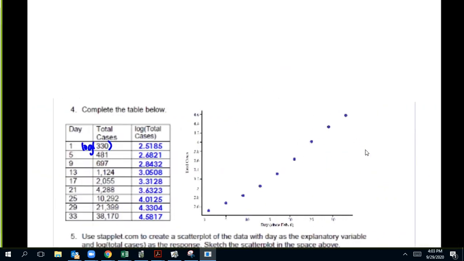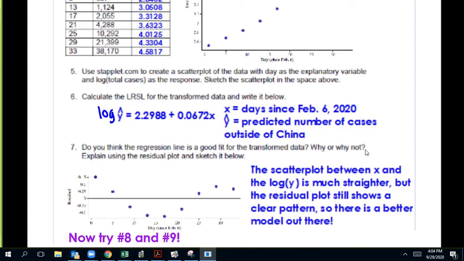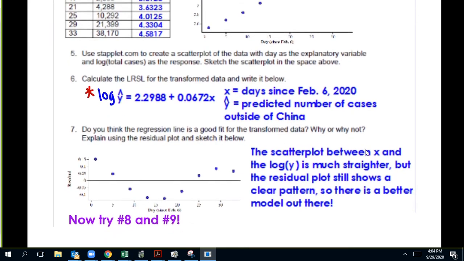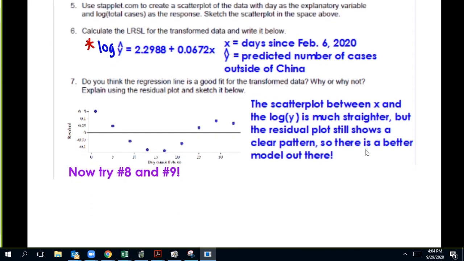Okay, next, we took all the logs. You have to have the log in front, so this is key that you added the log back in. And just so you guys know, our residual plot did still show a clear pattern, so I did some investigating with what the best model would be. It actually ended up being a quartic model, y equals a times x to the fourth plus b times x to the third plus c times x squared, etc., which is not part of our stats course. So there was an even better model out there, but that model isn't one that we do in AP Stats.